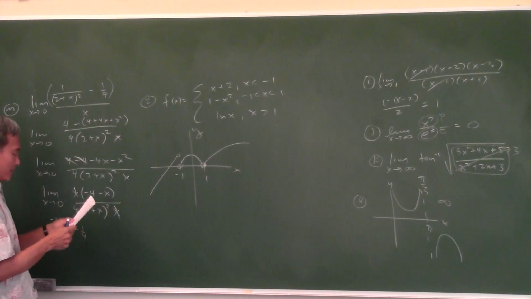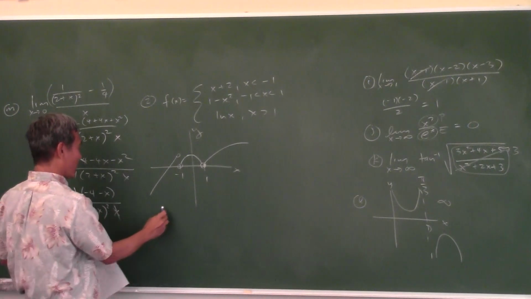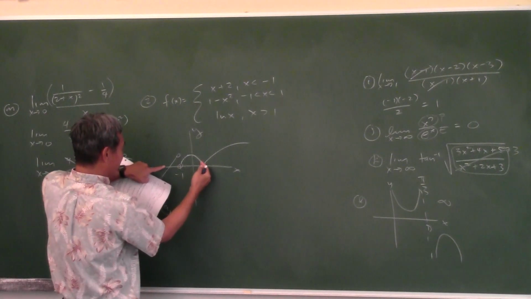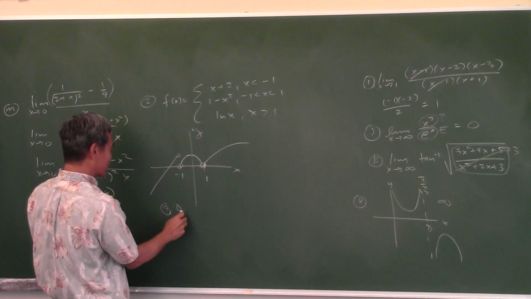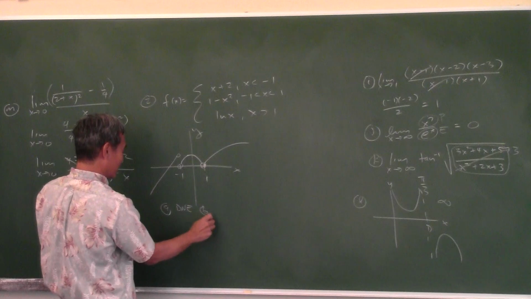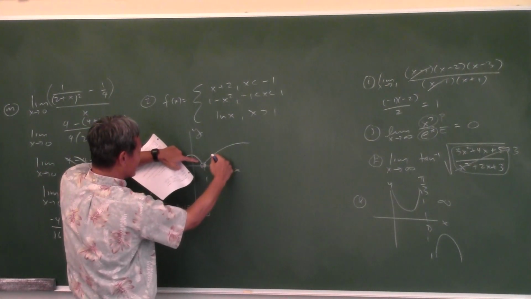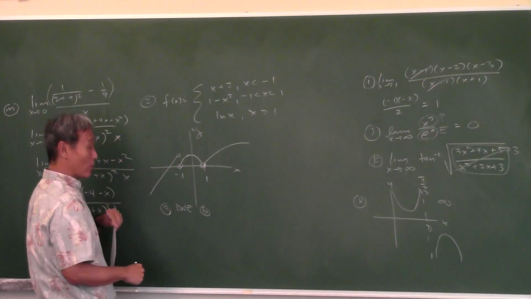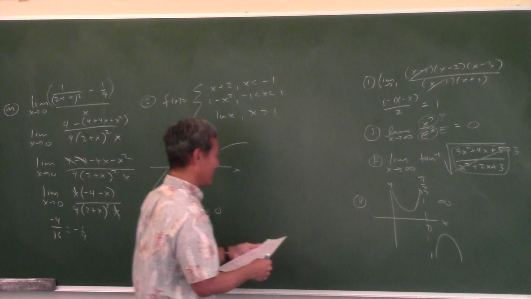Okay, let's answer the question. What is the limit as x approaches negative 1? Well, here's negative 1, coming from the left and the right. Is it going toward the same point? No, the limit does not exist. B, what's the limit as x approaches 1? Coming from the left and the right, is it going toward the same point? Yeah. And what's the y coordinate of that point? Zero. This is child's play.